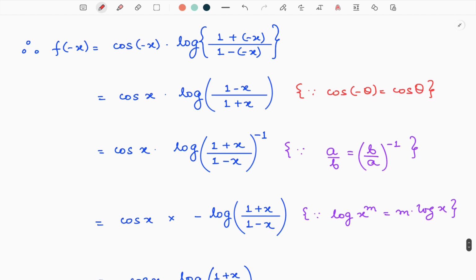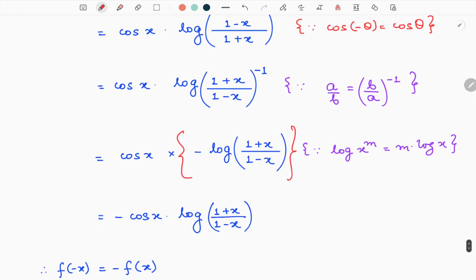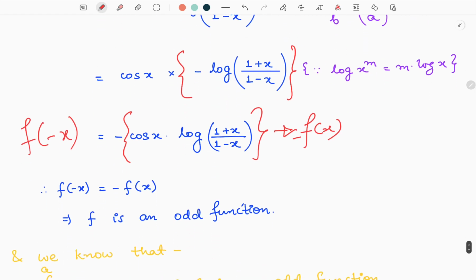Now a by b can be written as b by a to the power of minus 1. So just within the bracket of log, invert the numerator and denominator and take the power of minus 1. This power of minus 1 will come in front of log, and if we take the minus sign overall in front of cos, you can see this is becoming minus of f(x), because f(x) is cos x into log of (1 plus x) upon (1 minus x). So it is very easily seen that f(x) is an odd function.